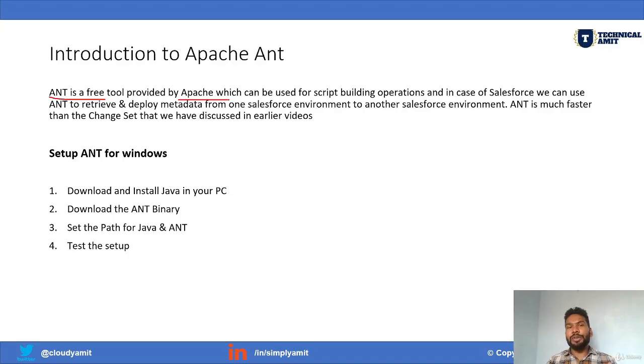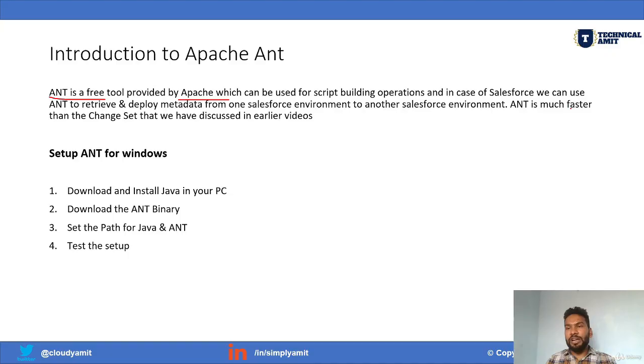When we use Apache Ant for Salesforce, we use it to retrieve and deploy metadata from one Salesforce environment to another. The environments might be connected with each other or they might not be. For example, we can deploy from one sandbox to another sandbox which are related with each other, and we can also deploy between Salesforce environments which are not related to each other.